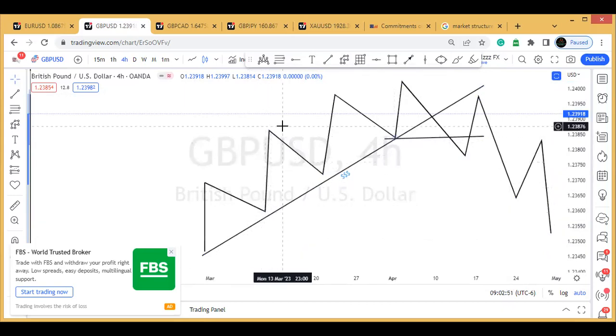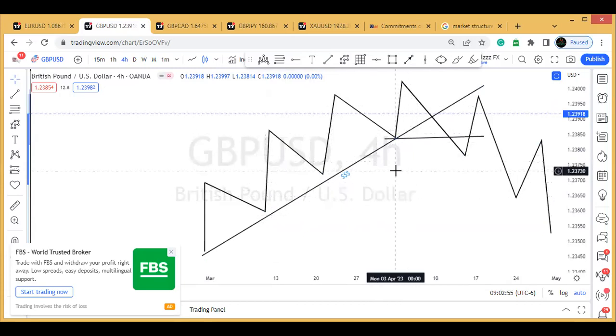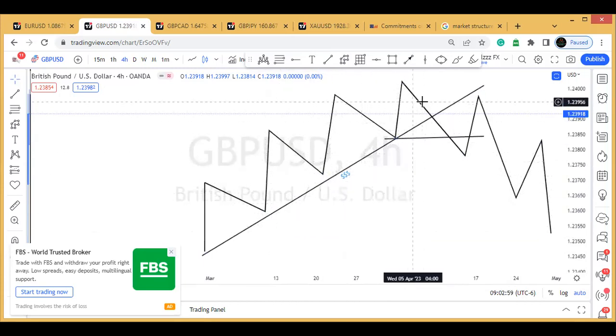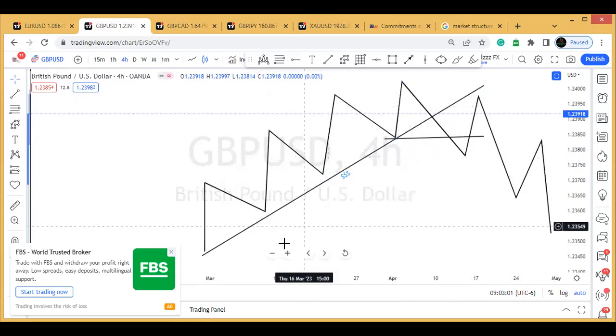Just imagine people are buying, and their stop losses are below here. And liquidity is money in this market. So there's liquidity here. So at one point in time, price will reach out for this trend line liquidity. If you understand the smart money concept, you know what I'm talking about.